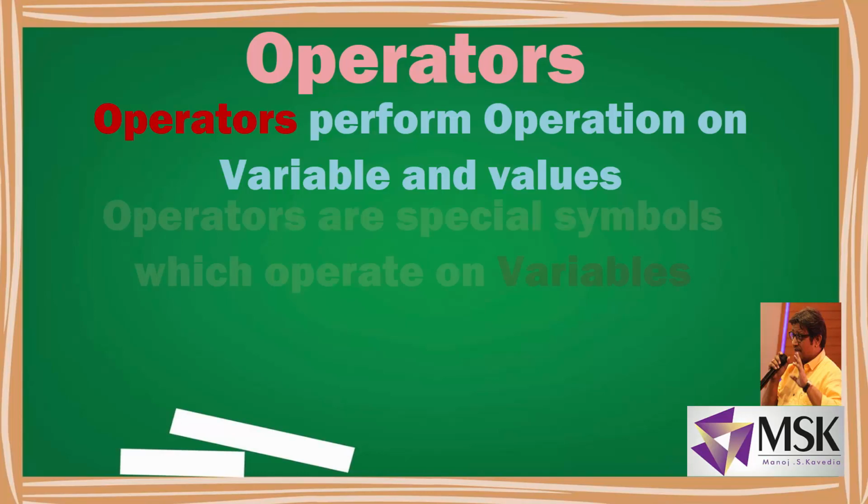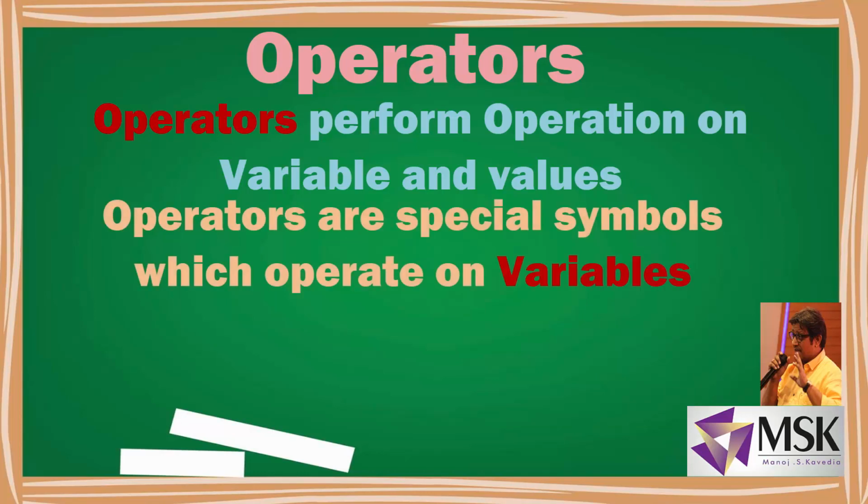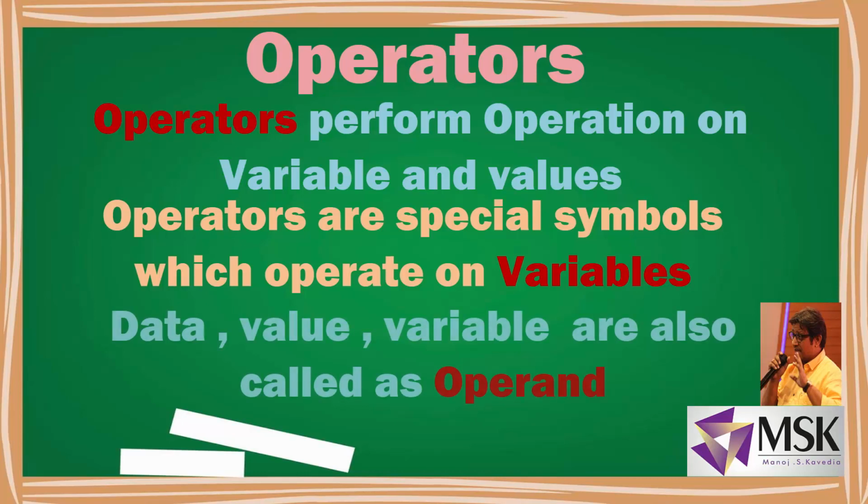I've told you operators are nothing but special symbols which operate on some variables. Variables are nothing but containers and they store data, and that is also called an operand. So the data on which an operator performs the operation is called an operand. Another name for operand is data, and this data is stored in a variable.